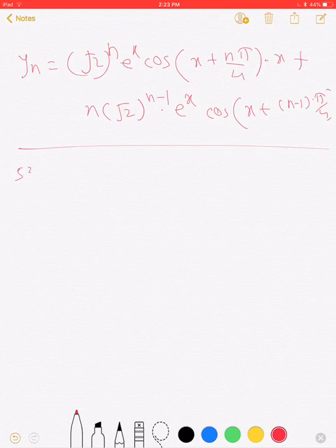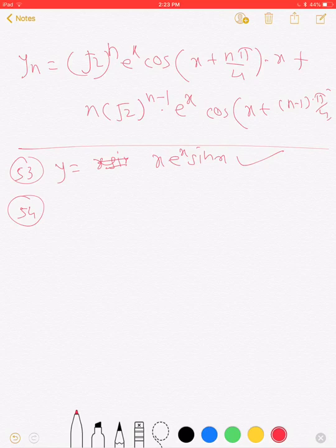Question number 53, in question number 53 we have to find the nth derivative of x e raised to the x sin x. It is similar to the last question, so there is no need to solve it again. Next question, that is question number 54.